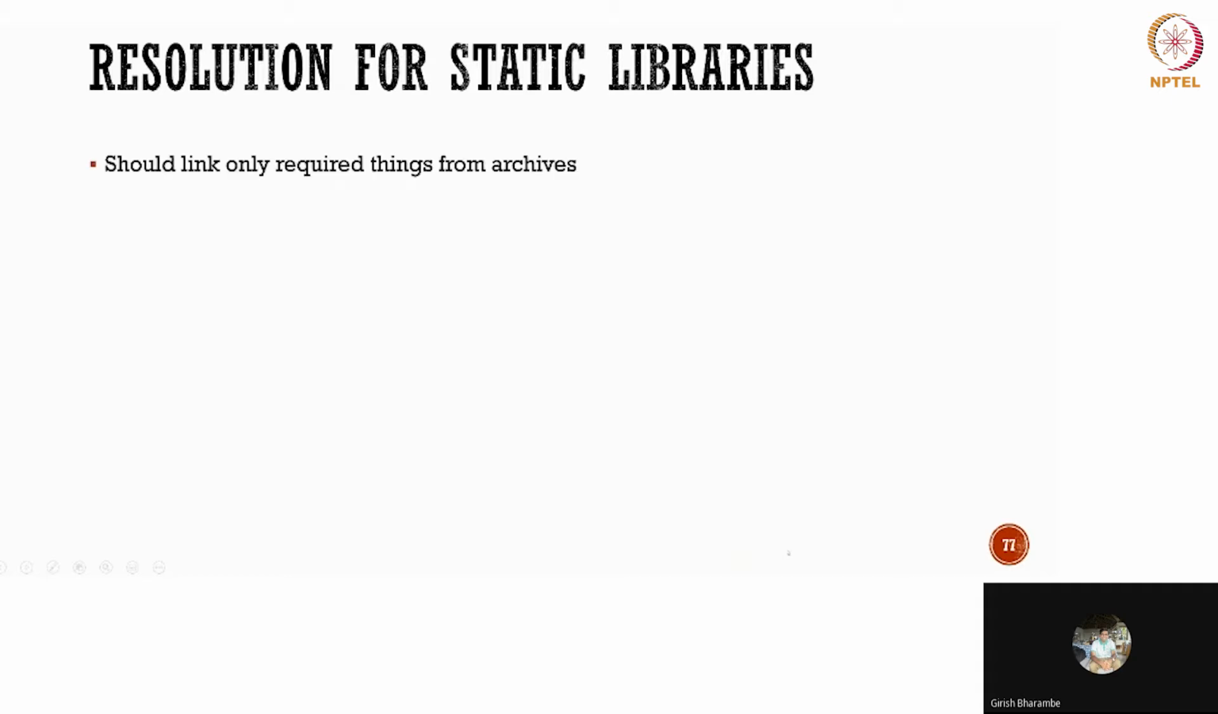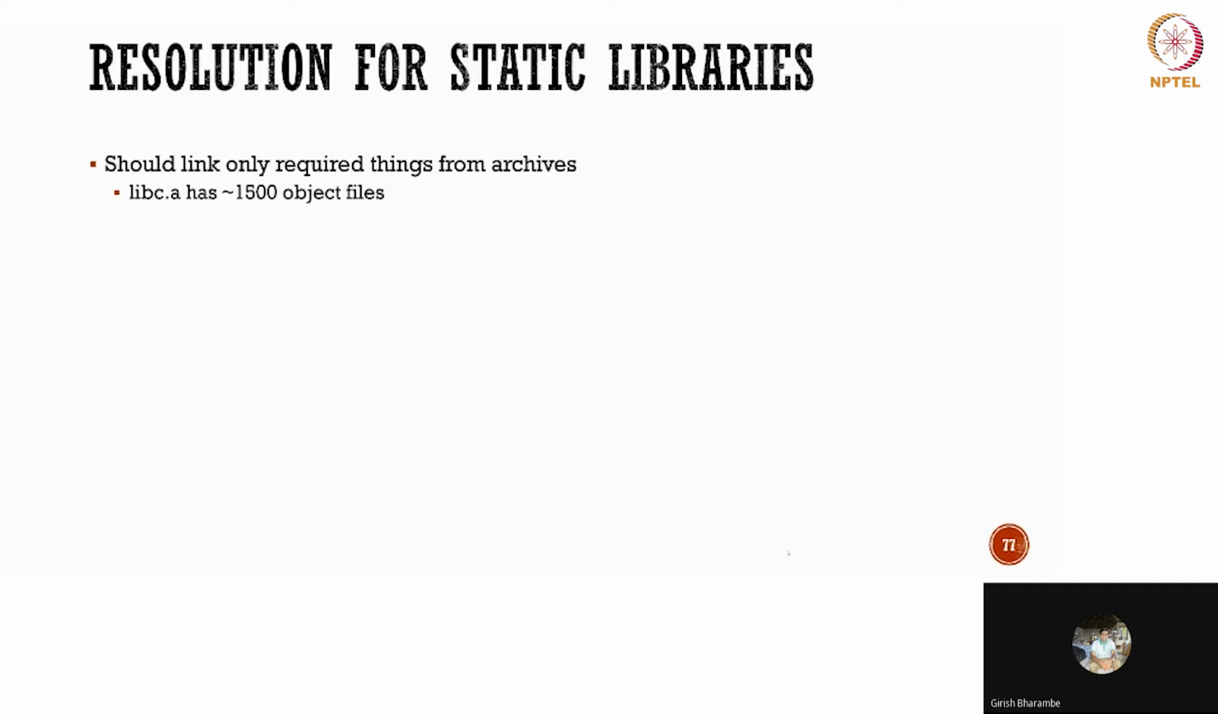Typically the archives that are produced may have many objects, right? If you consider a big library that was given to you by someone, it may have thousands of objects. You don't necessarily want to link all the objects, because that would mean your executable is big, and you have unnecessary code that is present which is not even used. So we want to ideally get to a situation where only the required objects are linked together.